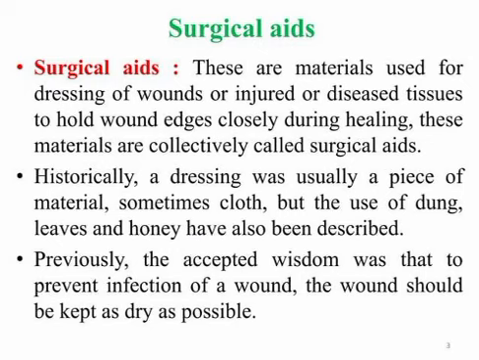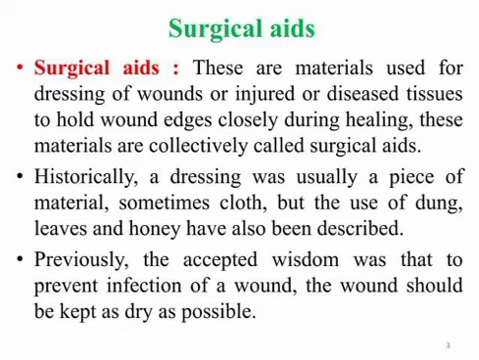First, let's see what surgical aids are. Surgical aids are the materials which are used for the dressing of wounds or injured or diseased tissues. They mainly hold the wound's edges closely during the healing process and help in healing. Usually, many materials are used for dressing purposes and collectively they are called surgical aids.